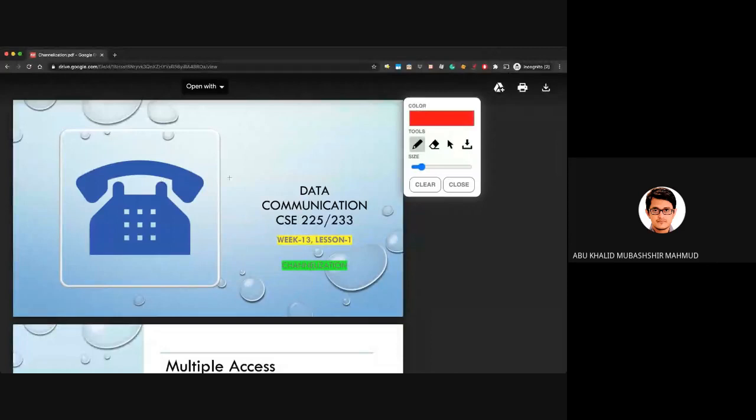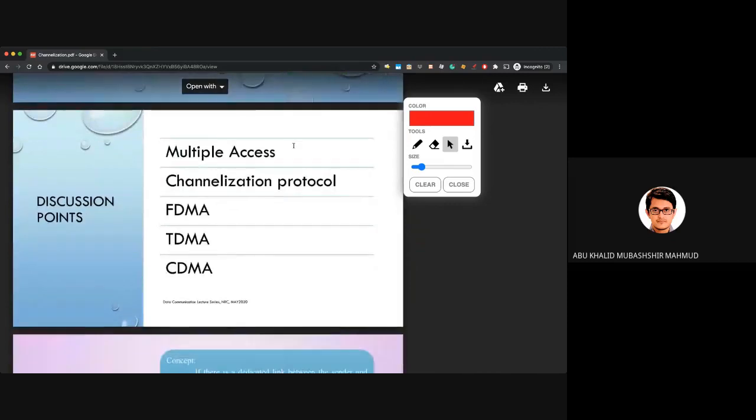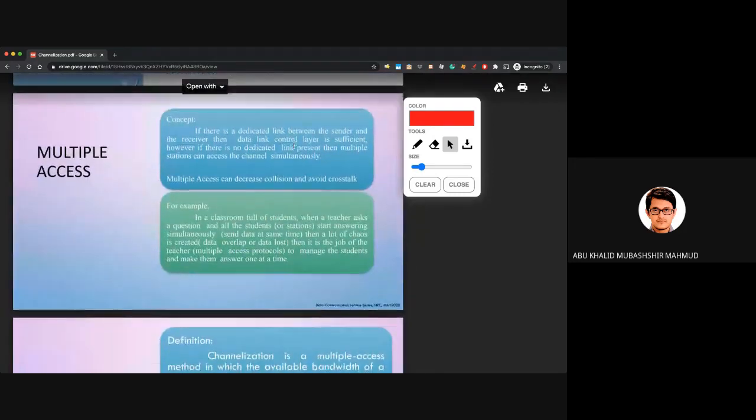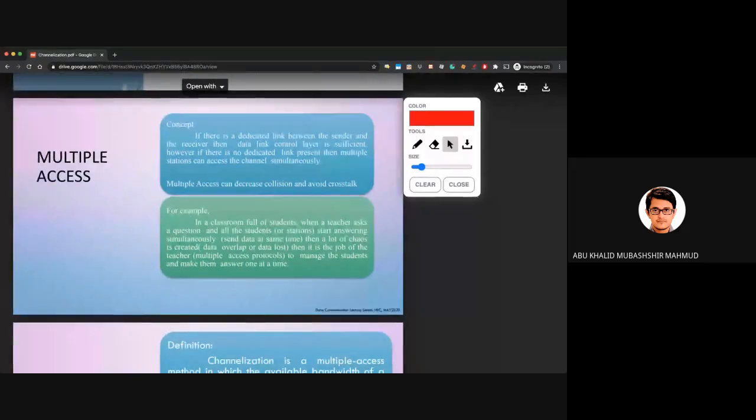We always move forward. We do not stay at a place more than it requires. So this is what data communication is all about. So the discussion point here is the multiple access as usual, and it is based on this protocol called channelization. The three main topics are frequency division multiple access, time division multiple access, and code division multiple access. So let's move on to the concept and example.